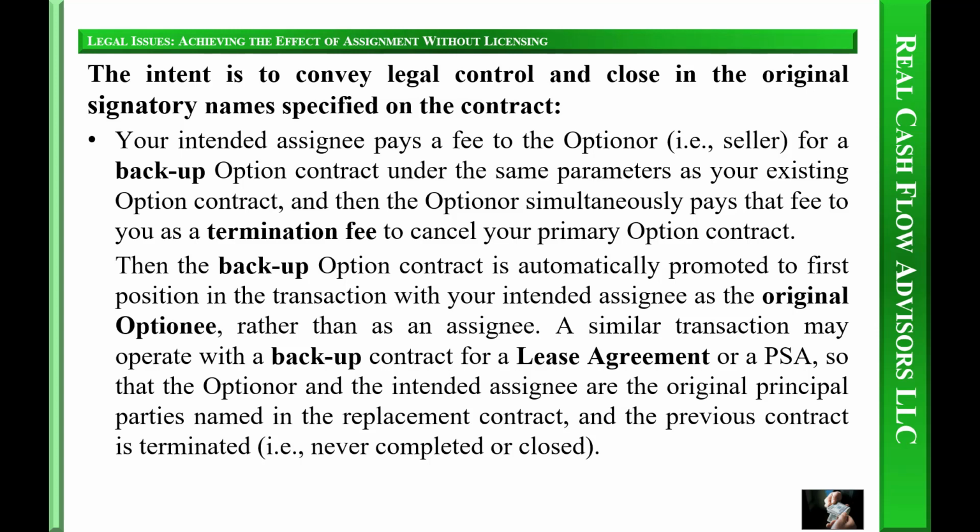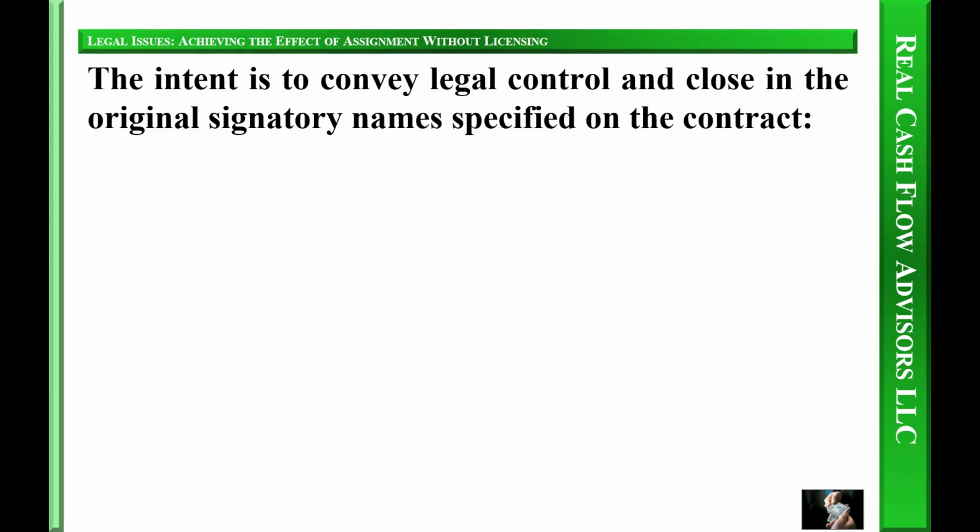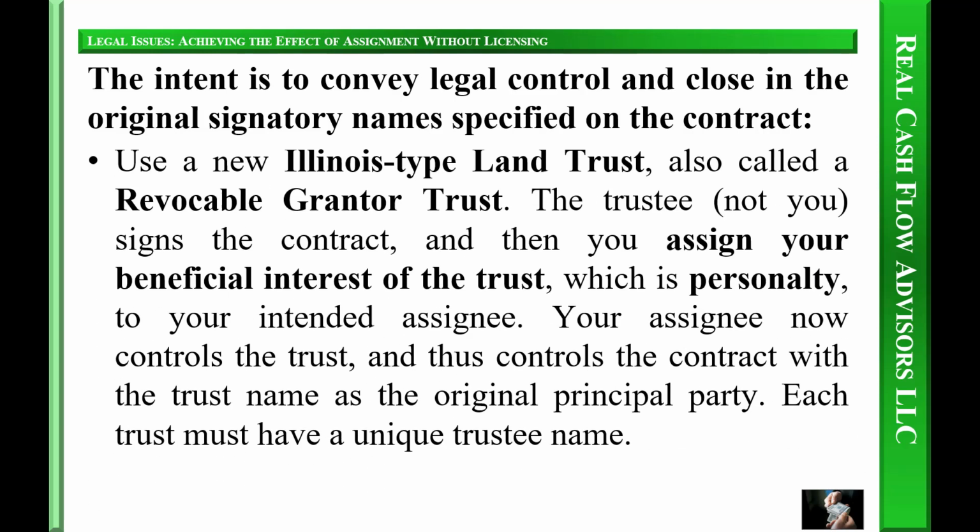A similar transaction may operate with a backup contract for a lease agreement or a PSA, so that the optionor and the intended assignee are the original principal parties named in the replacement contract, and the previous contract is terminated, that is, never completed or closed. The intent is to convey legal control and close in the original signatory name specified on the contract.